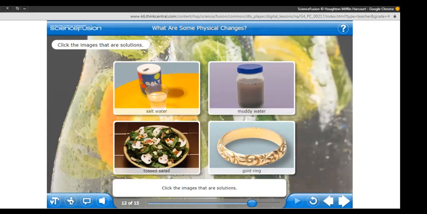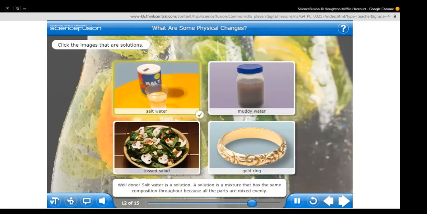Yes, Mister. Mr. Mahmoud, where are you? I'm sorry. Okay. Click the images that are solutions. Salt water. Salt water is a solution or mixture? Let's click and see.